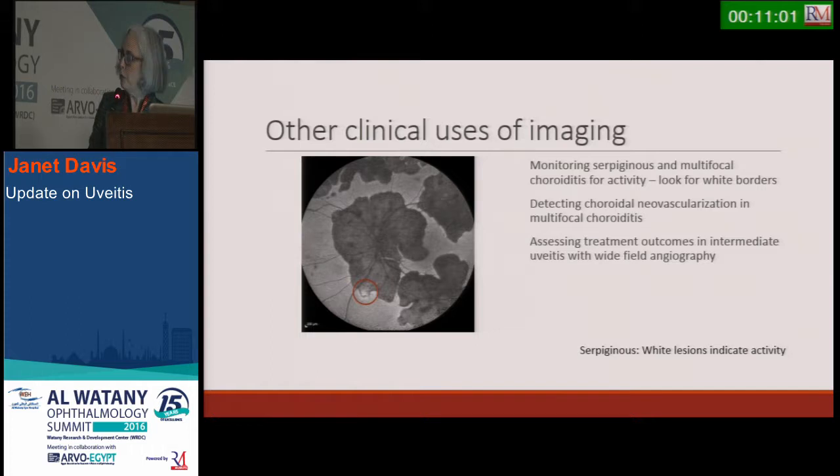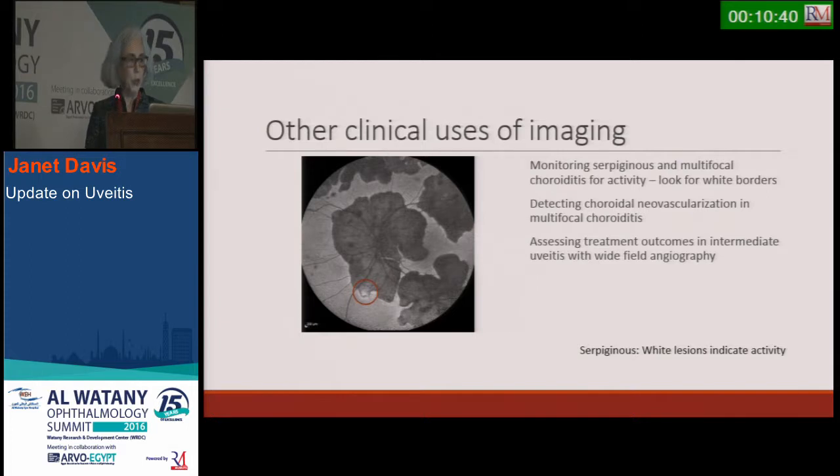The use of autofluorescence to monitor diseases like serpiginous choroidopathy and multifocal choroiditis. You look for hyper-autofluorescence at the borders of these atrophic scars. That's the next lesion that is going to appear. That's your indication that treatment needs to be increased.